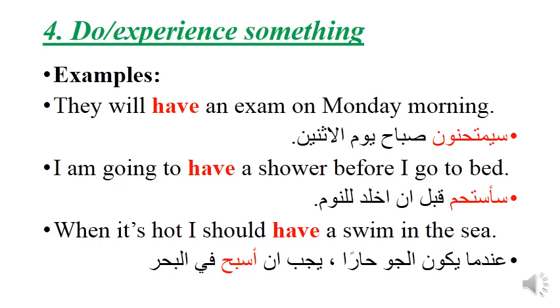The final example, when it's hot I should have a swim in the sea. عندما يكون الجو حارا يجب أن أسبح في البحر. So within these examples we are using to have in order to speak about the different things we do or we experience. أي نستعمل الفعل to have من أجل الحديث عن أشياء وتجارب مختلفة نقوم بها في حياتنا اليومية.